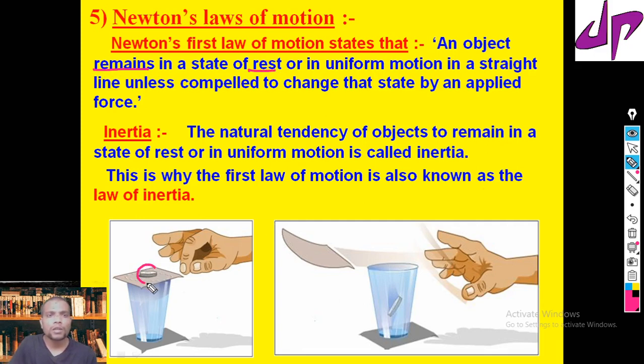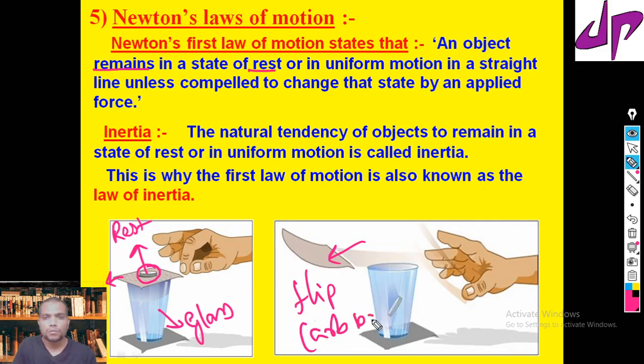Now the coin is on the cardboard. This is the cardboard. The cardboard is kept on a glass. Now the coin is at rest. Now if we flip the cardboard, the coin drops on the glass. The coin is not flying with the cardboard. The coin falls straight onto the glass. Why? Because the coin is in the state of rest, so it always wants to be in the state of rest. So that's one of the examples.